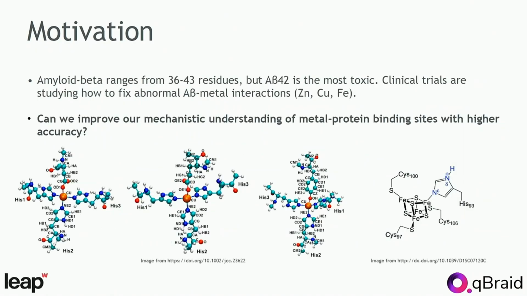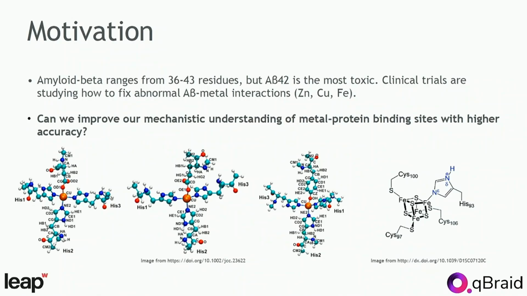So amyloid beta, as I said, ranges from 36 to 43 residues. The 42 residue system, so these are amino acids, think of them as just like 42 components to the protein, is the most toxic. And that's what we are trying to do. Can we improve our mechanistic understanding of amyloid beta with metals in the human body, specifically in the brain?